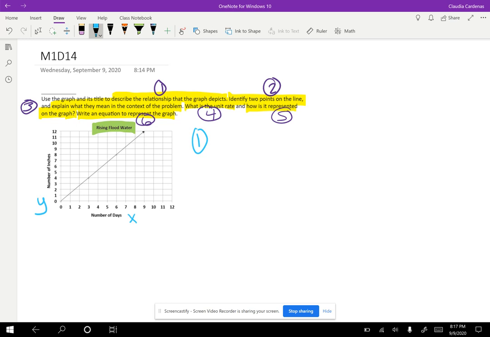Okay, so what do these points represent now that we're looking at this line? Well, it's showing that there's a constant rate represented on this line, and it's going through the origin. So what does that mean about this graph? Well, I remember that it's telling us it is proportional when it's a straight line and going through the origin.